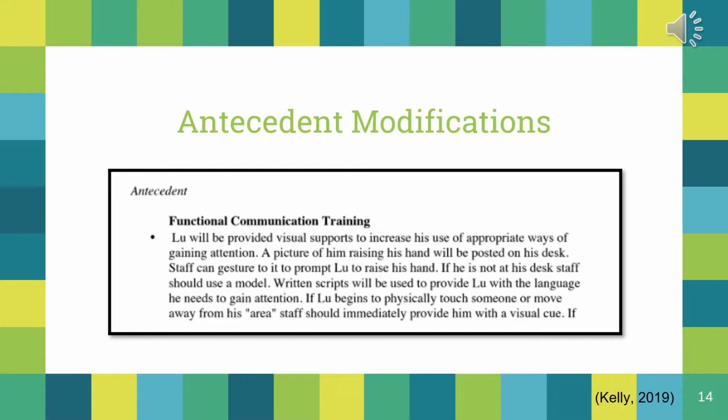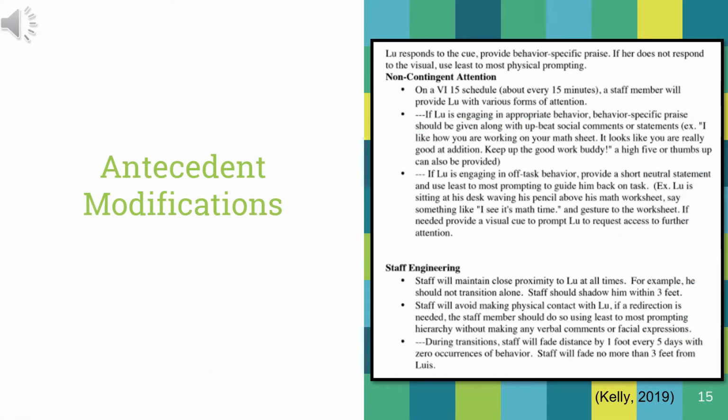If Lou begins to physically touch someone or move away from his area, staff should immediately provide him with a visual cue. Now we'll move on to the second page of antecedent modifications. It goes on to say that if Lou responds to the cue, provide behavior-specific praise. If he does not respond to the cue, use least to most physical prompting. With all prompts that are used for antecedent modifications, they should be faded as soon as possible to avoid prompt dependency.